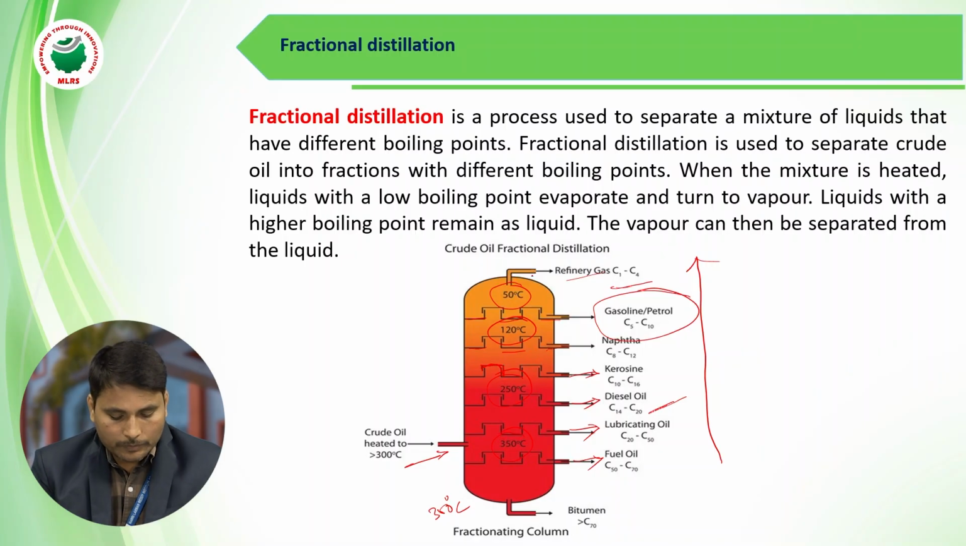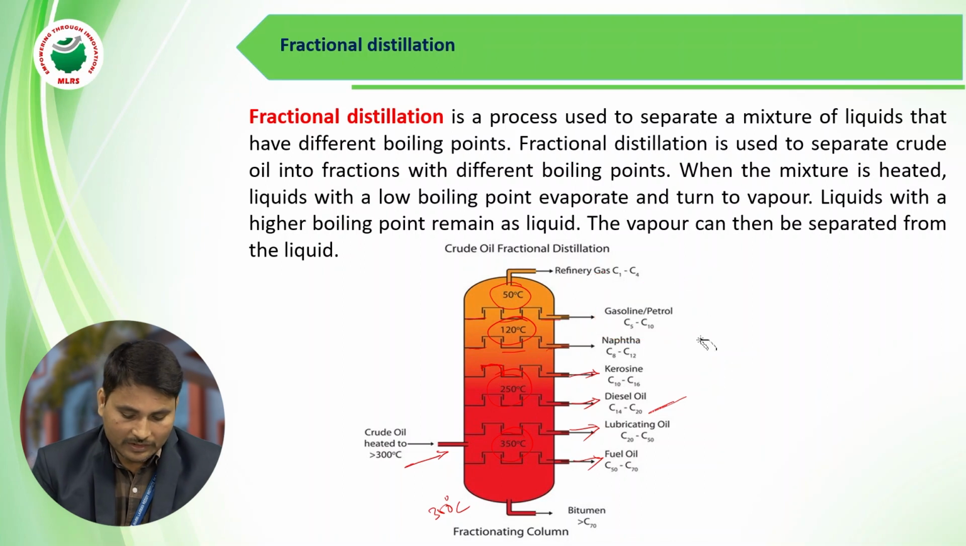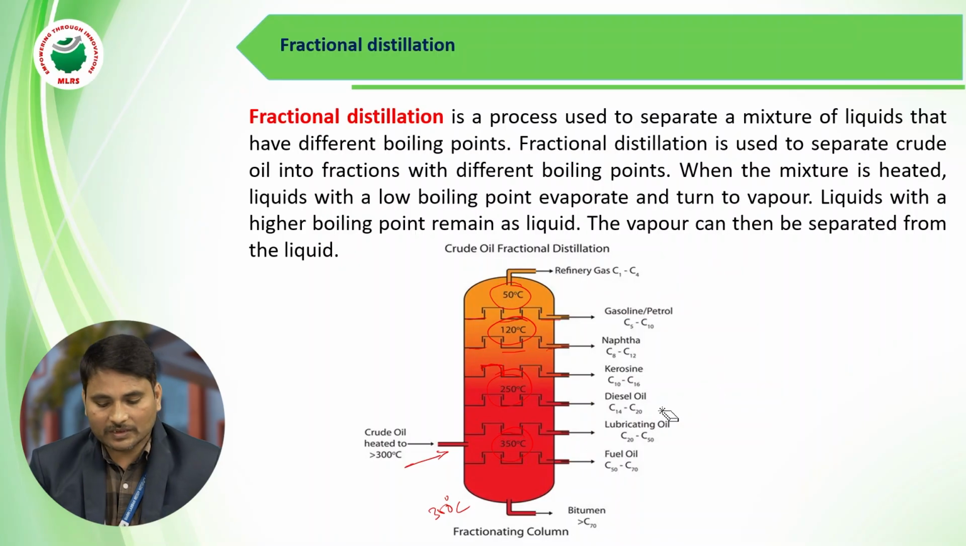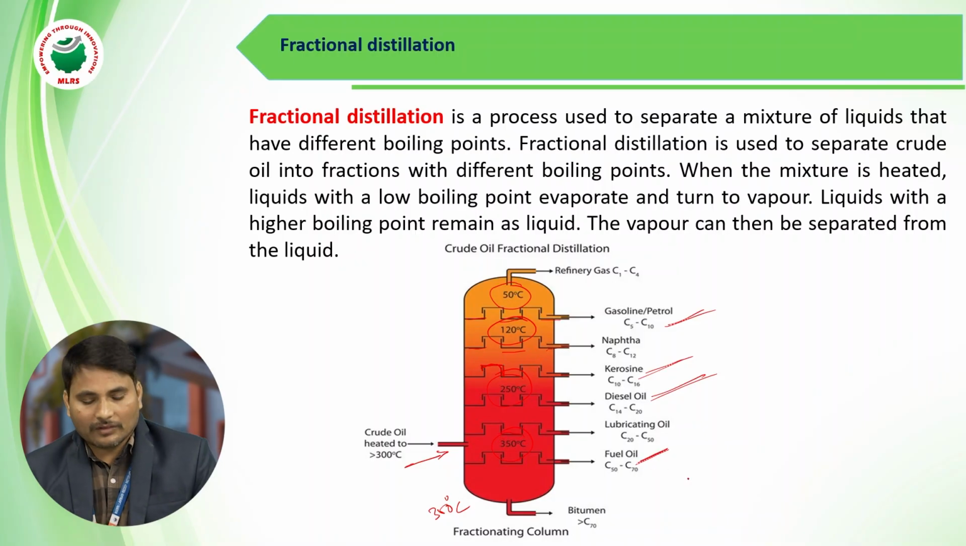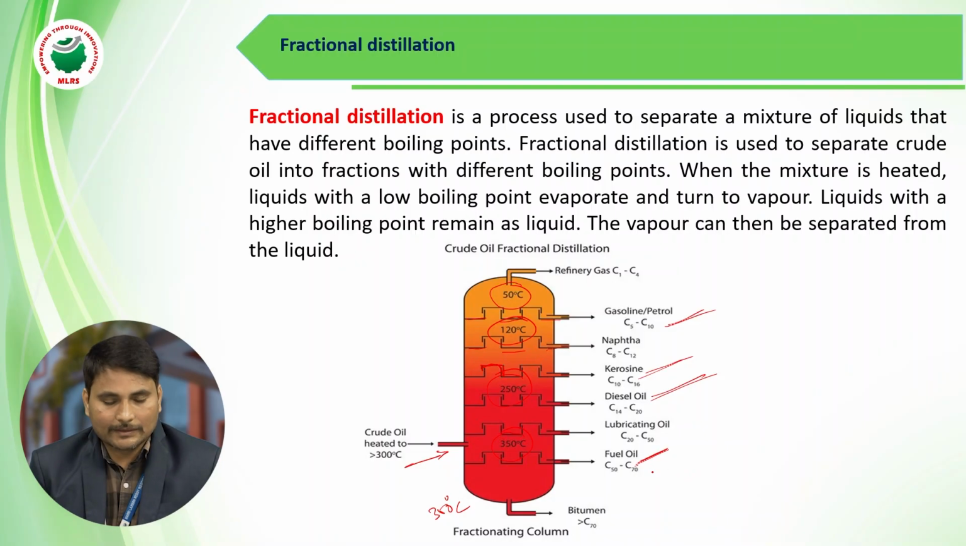Like that, from top to bottom, the temperature is increasing and the carbon percentage is also increasing. Based on their boiling points, they are condensing and we are getting our desired products, that is nothing but petrol, diesel, kerosene, naphthalene, ethers, solvents, etc. Here we are getting petrol or gasoline, here kerosene, and here diesel, and it is a fuel containing heavy oil. The heavy oil we are also getting here.